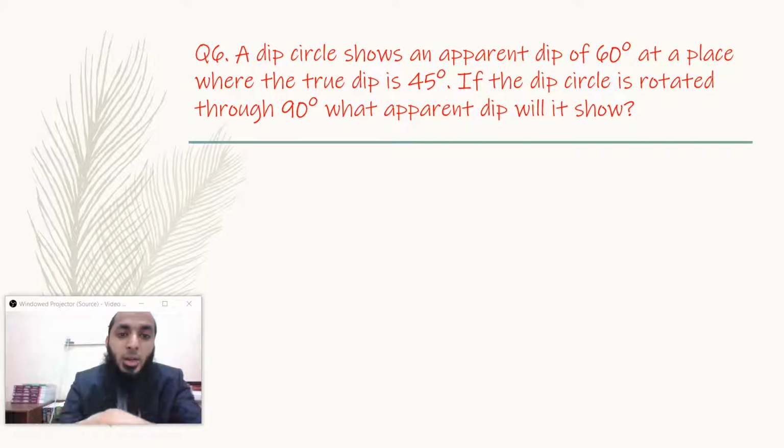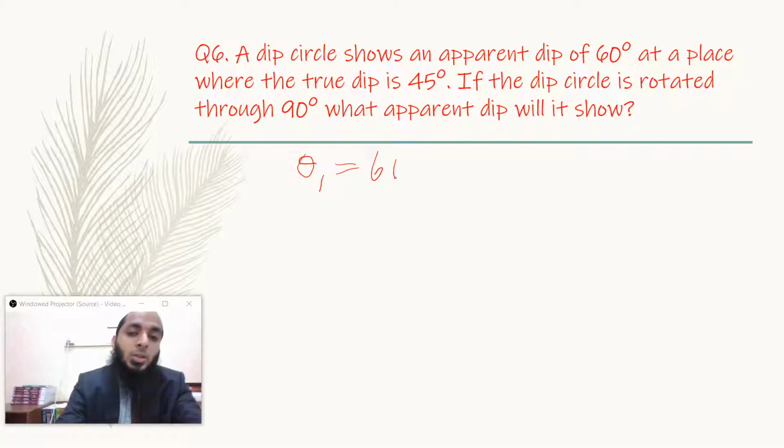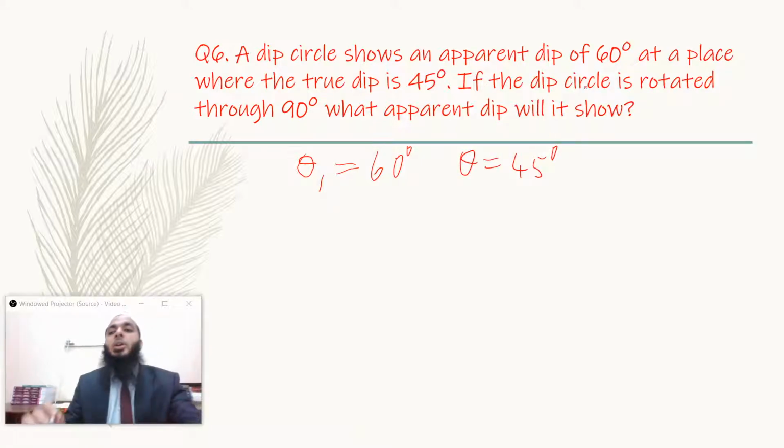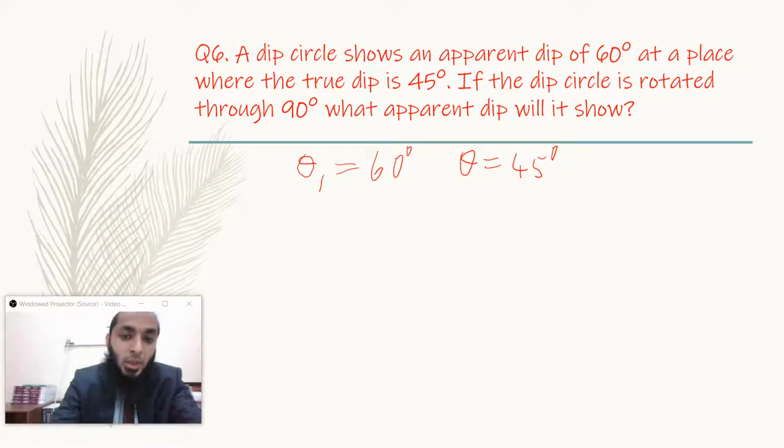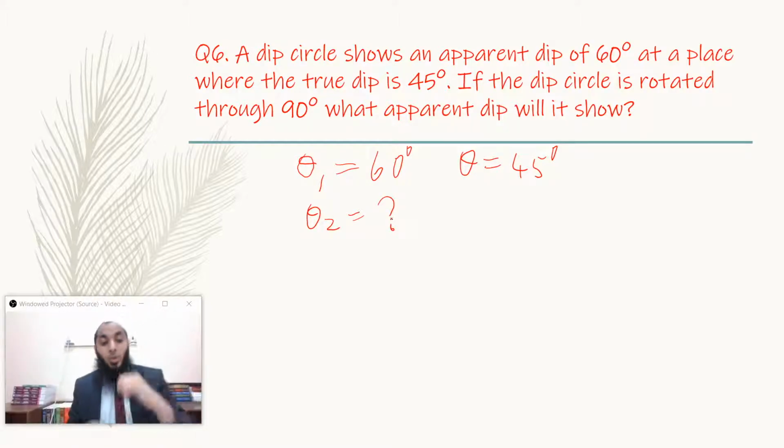So here a dip circle shows an apparent dip of 60 degree, that is not theta dash, we can write it as theta 1. So theta 1 is 60 degree at a place where the true dip is 45. So theta is 45 degree. Now they are asking if the dip circle is rotated through 90 degree, what apparent dip will it show? That means theta 2 is equal to question mark. Now you have to find the value of theta 2.